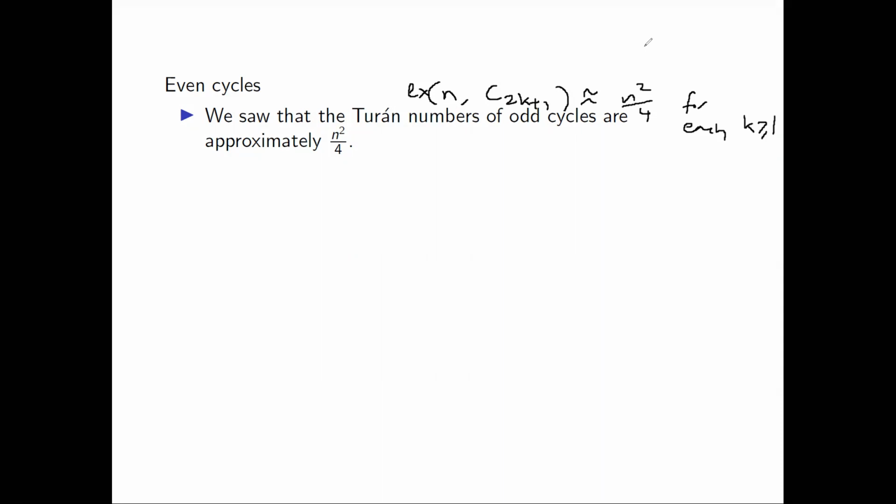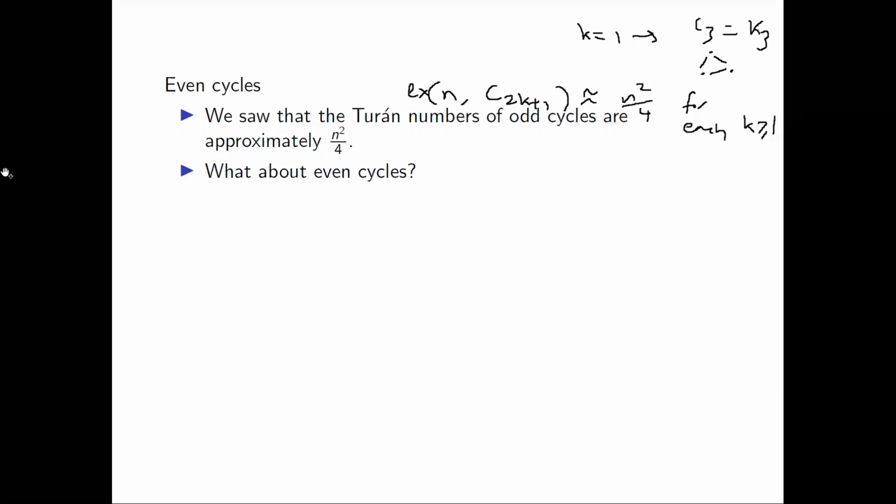So we already knew this a while ago for k equals 1. When k equals 1, we get C3, which is the same as K3. So that's the triangle. And we knew that the Turan number of the triangle is the floor function of n squared over 4. And we see that any other odd cycles, their Turan numbers are around the Turan number of the triangle.